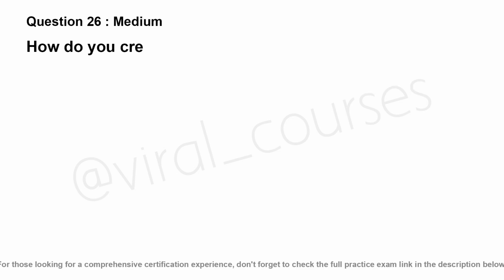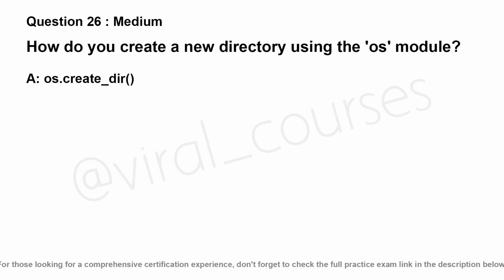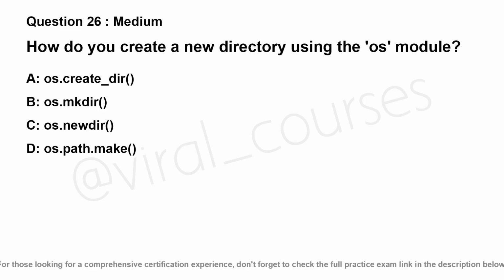How do you create a new directory using the os module? Option A, os.create_dir. Option B, os.mkdir. Option C, os.newdir. Option D, os.path.make.